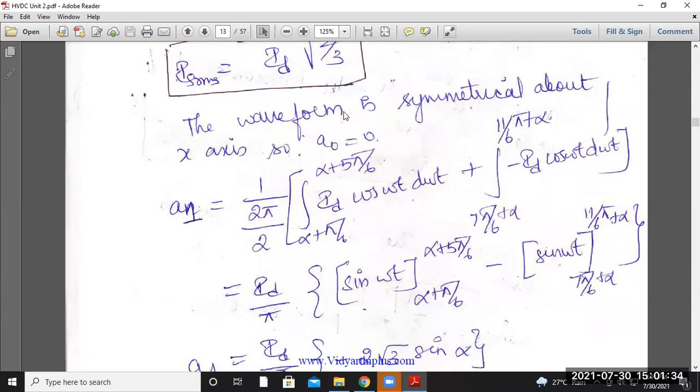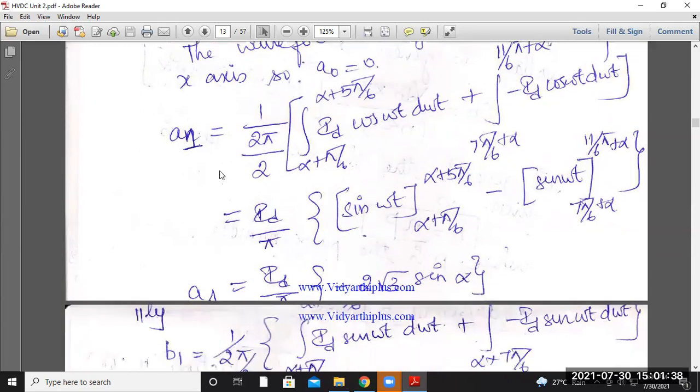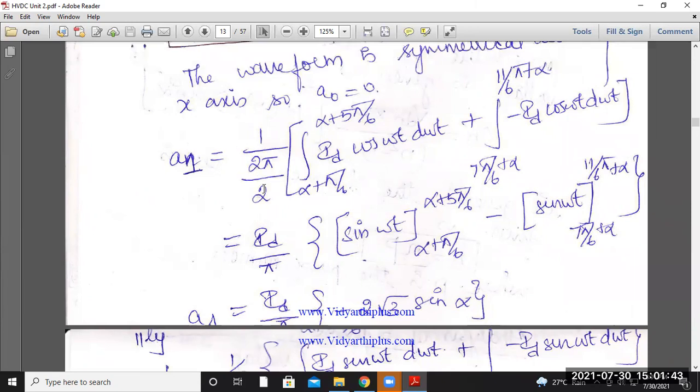So a naught will be 0. Accordingly, the other coefficients and alpha will be found out. Now accordingly, if you find the value of n, you will get the value 1 upon 2 pi upon 2. So 2 will be cancelled, 1 upon pi will be there.